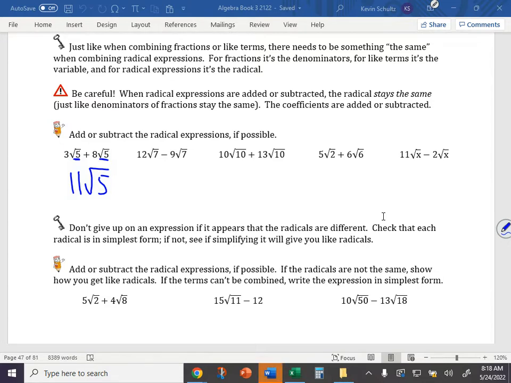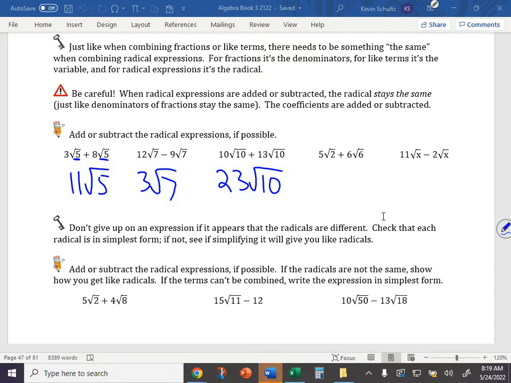12 root 7 minus 9 root 7. What would you guess? 3 root 7, and you would be correct. Again, just like fractions, that process holds. Those roots have to be the same. The coefficients are what change. 10 root 10 plus 13 root 10. Jack? That would be 23 root 10. Okay.